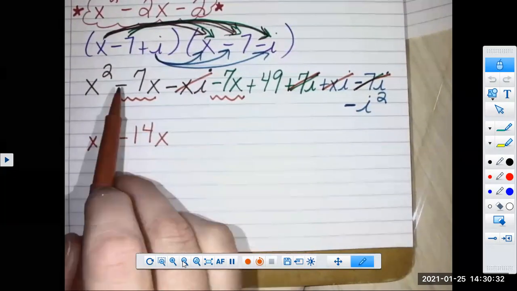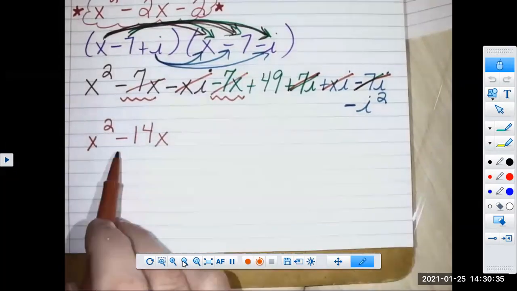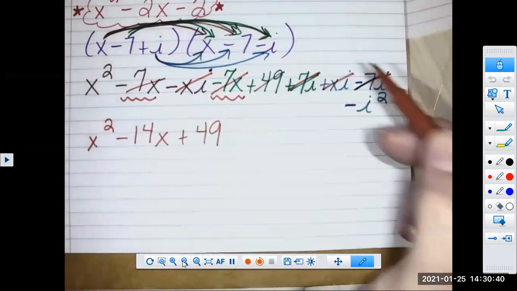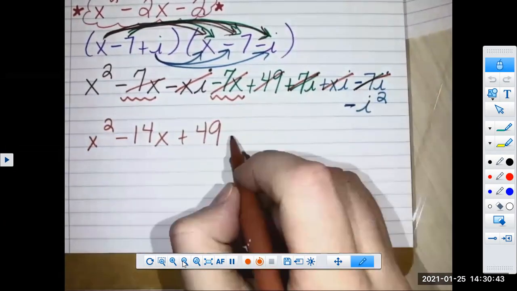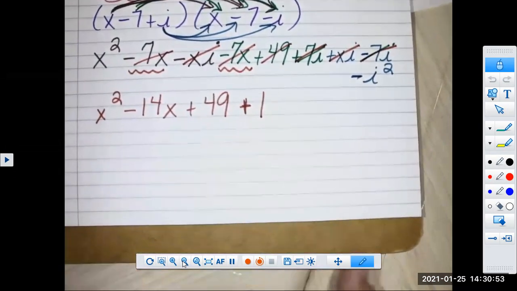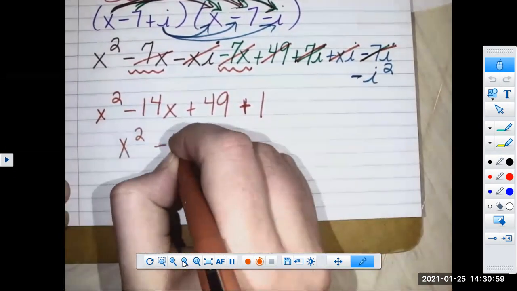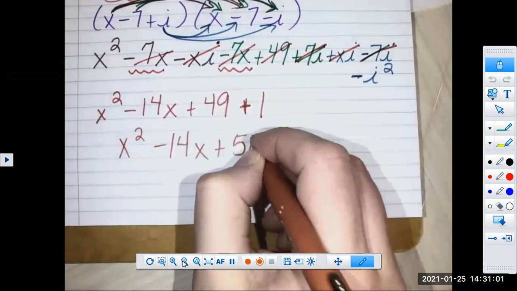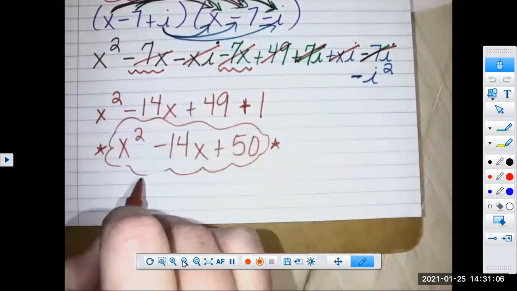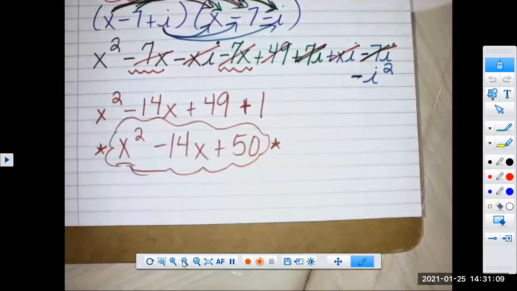So if I go ahead and combine negative 7x, I get negative 14x. And then plus 49. And then negative i squared is going to turn into positive 1, because remember, i squared was negative 1. All right, so last but not least, when we combine those like terms, you get this. So x squared minus 14x plus 50.